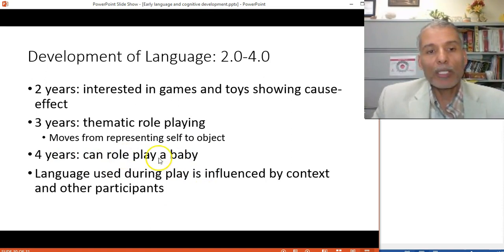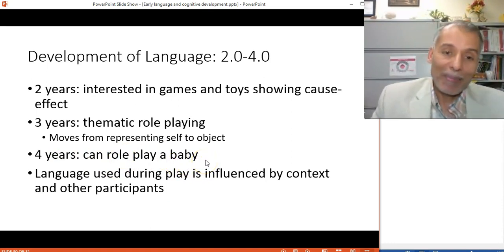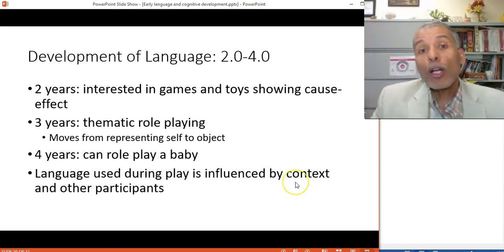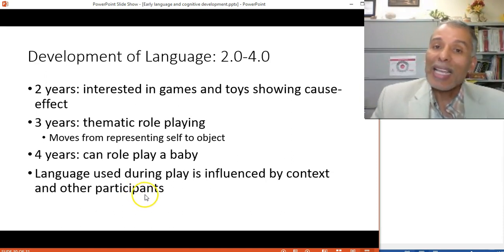By 4 years of age, a child is able to role play, to imitate being a baby. So it tells you they have theory of mind by that time, that they are really like little adults in that part. And when they speak to a baby, they dumb down their language and speak in the motherese language style that you watch in the video. And language that is used during playtime through preschool is very much influenced by the context where you are and by the people that you engage and communicate with.